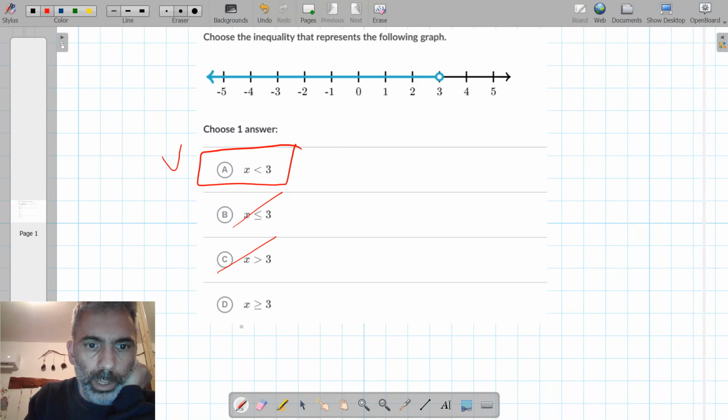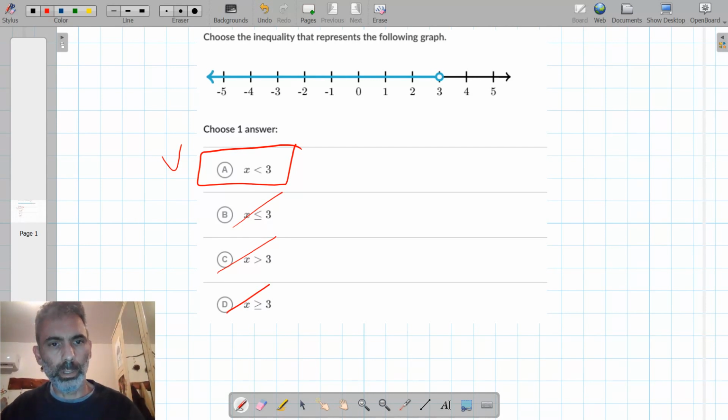So C is not correct. Here as well, the direction of the numbers is not correct, because if x is greater than or equal to 3, then the colored arrow should go to the right and not to the left. So A is the only correct option.